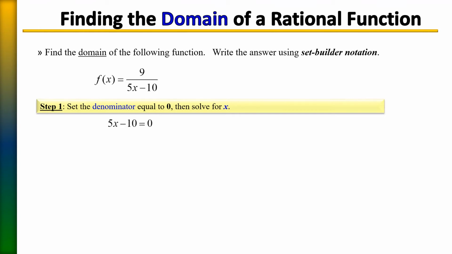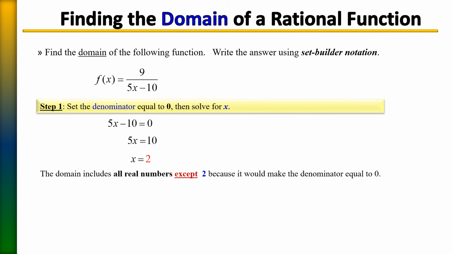The first thing we need to do to solve for x is to add 10 to each side, then divide by 5, and x equals 2. So that means I can plug any number into this function, but the one number I cannot plug in is a 2, because 2 would make it undefined.